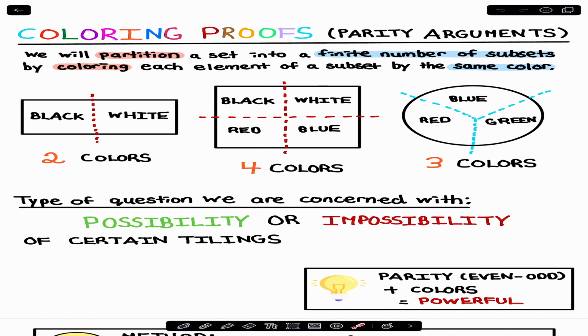So today we're going to get started with something fun. As you can see by the title, we're going to be starting with coloring proofs, which you might also hear called parity arguments, because a lot of times we're going to be using the concept of parity.